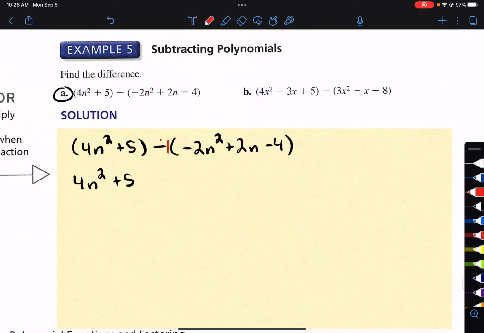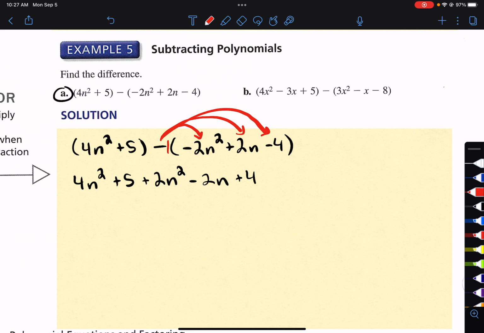But this negative 1 is going to distribute to that negative 2n squared and make it a positive 2n squared. The negative 1 is going to distribute to the positive 2n and make it a negative 2n. And then it's going to distribute to the negative 4 and turn that into a positive 4. So the 7th grade mistake is forgetting to change the signs of everything in that second parenthesis. Don't make that mistake, all right? You don't want to make 7th grade mistakes as a 10th grader.